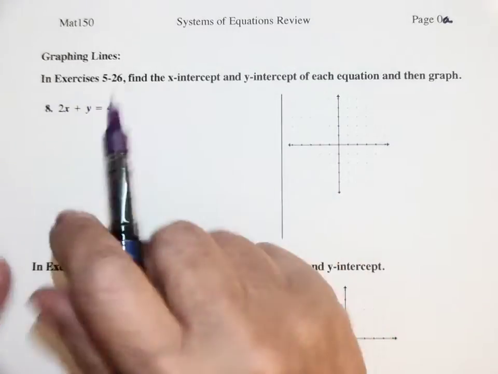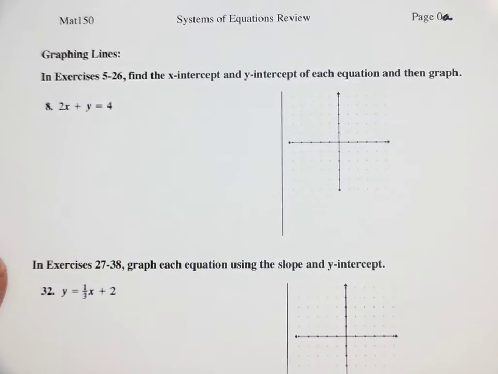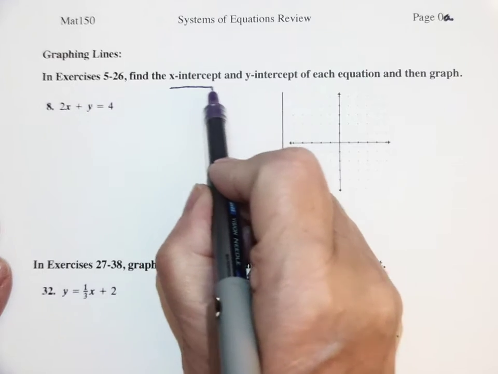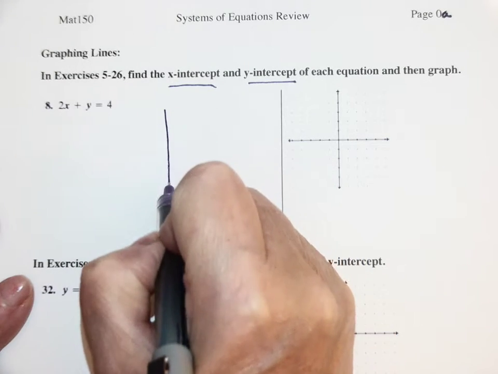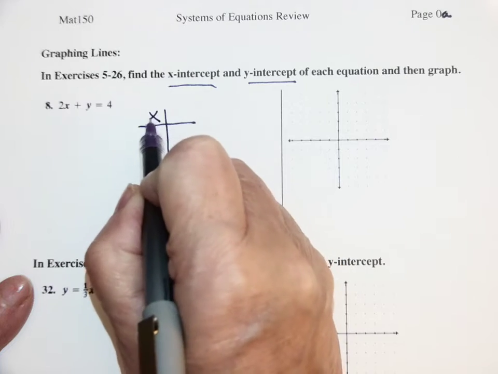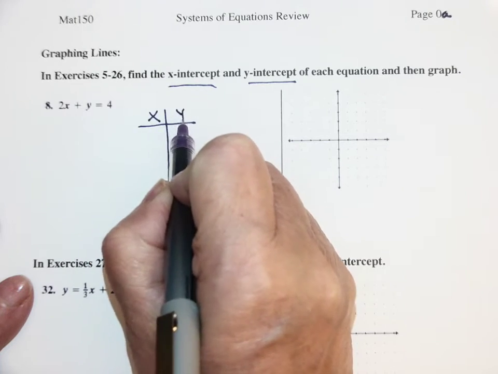This is a review of how do you graph a line. This is using the x and y intercept method, which is, if it's in general form, it's probably one of the ways I prefer to graph if it fits my graph paper. And that's this, x and y intercepts.